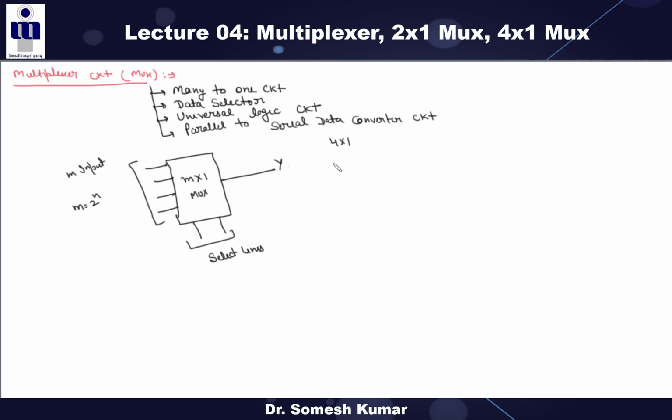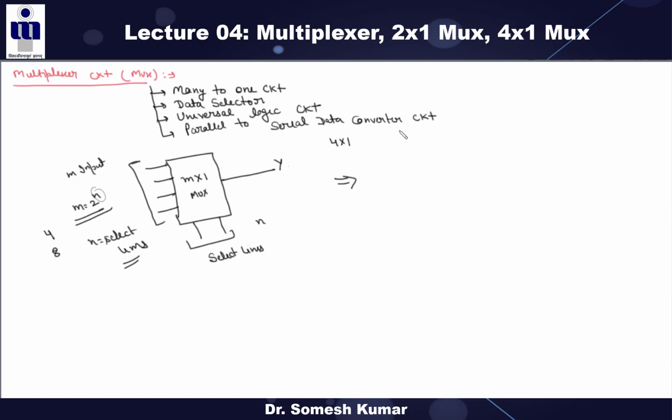The inputs are always in this proportion. If there are two select lines, then the number of input lines should be 4. If there are 3 select lines, the number of input lines should be 8, meaning 2 to the power of the number of select lines. So n is your select lines, clear?